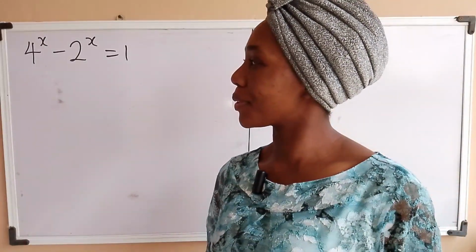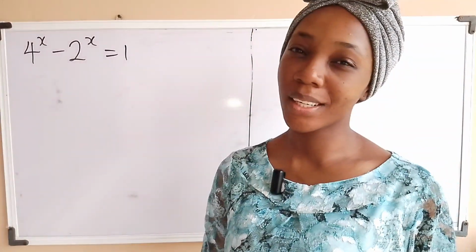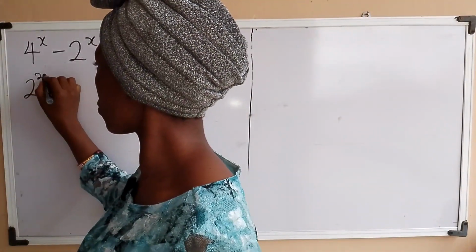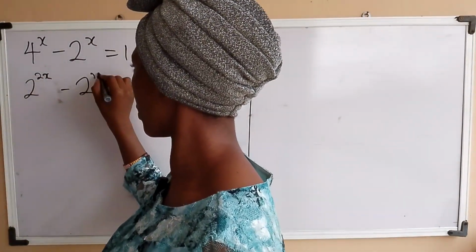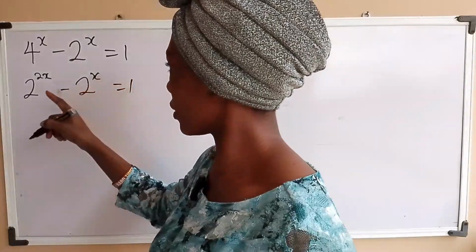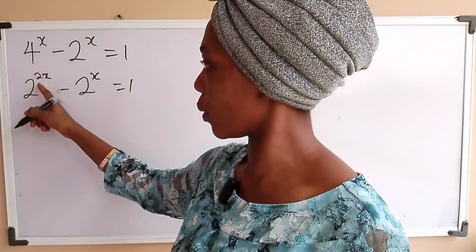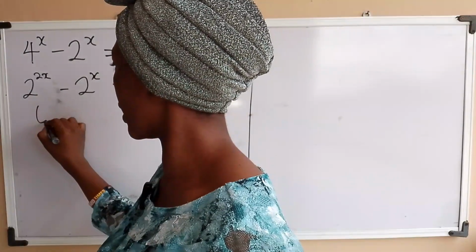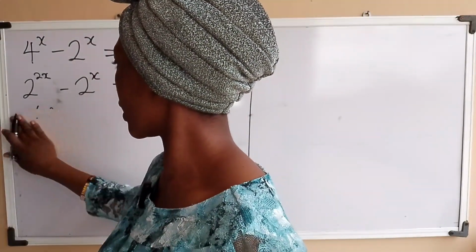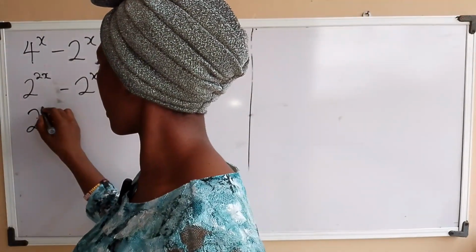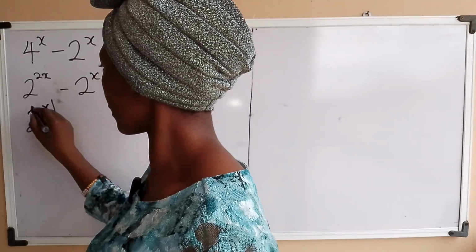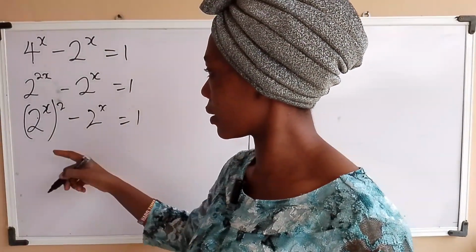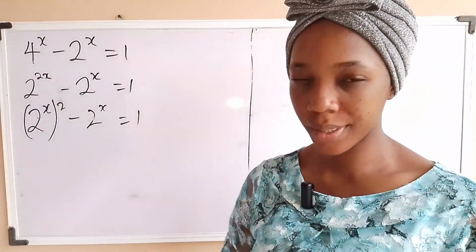In this question, 4 to the power of x minus 2 to the power of x equals 1, we'll say 2 to the power of 2x minus 2 to the power of x equals 1. This means this 2 to the power of 2 is 4 to the power of x. Before that, so you understand clearly, this thing I'm writing is the same thing. I've not done anything more than that. I'm just following the law of indices.